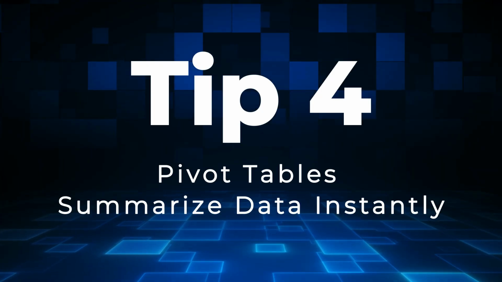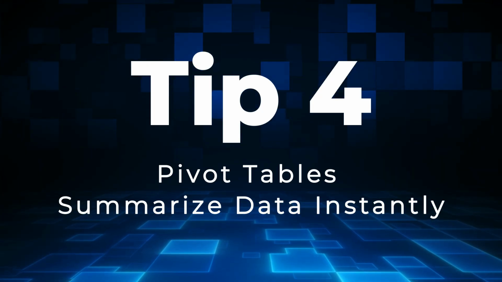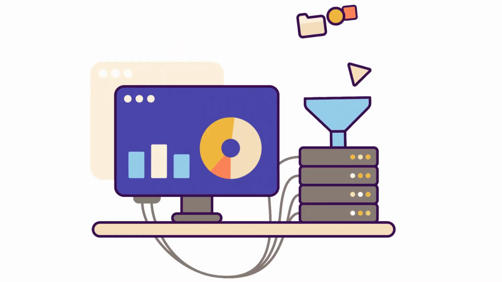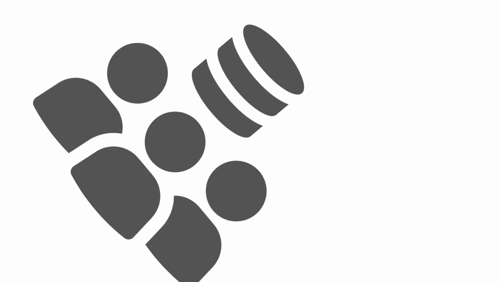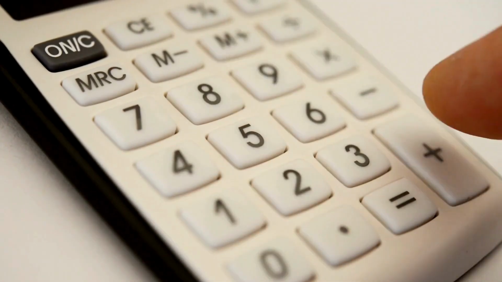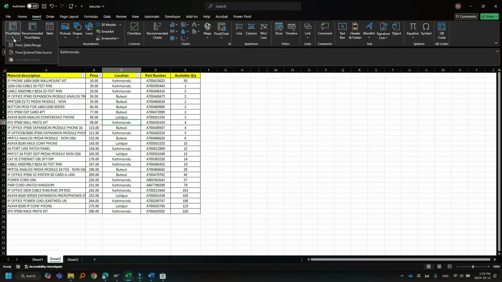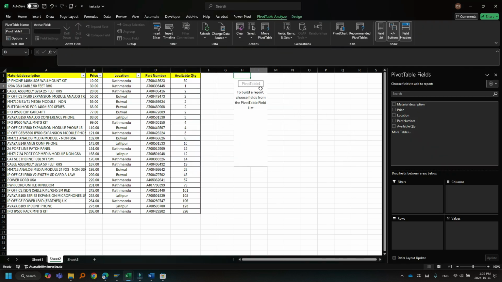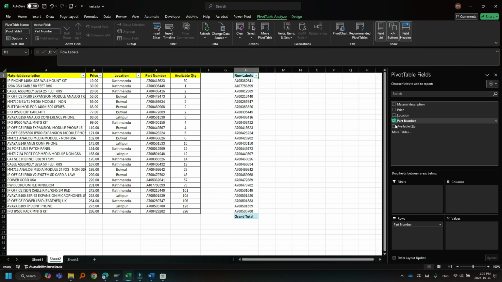Tip number 4 is using pivot tables. If you've ever had a massive data set and needed to summarize it quickly, pivot tables are your best friend. You can group data, calculate sums, and even create dynamic reports in just a few clicks. Just go to Insert and select Pivot Table. Drag and drop your fields, and voila, you have an insightful report ready in no time.